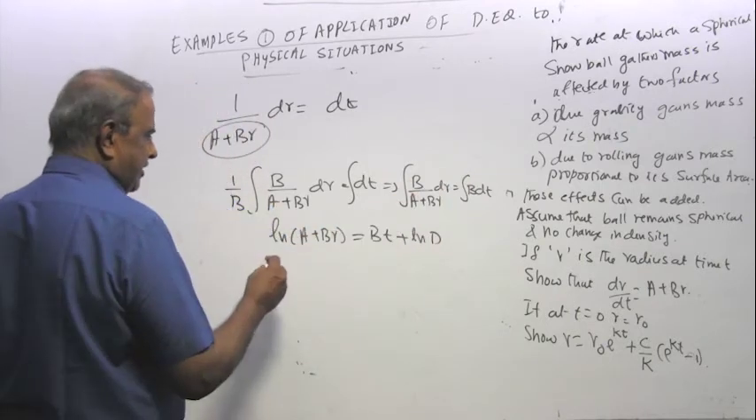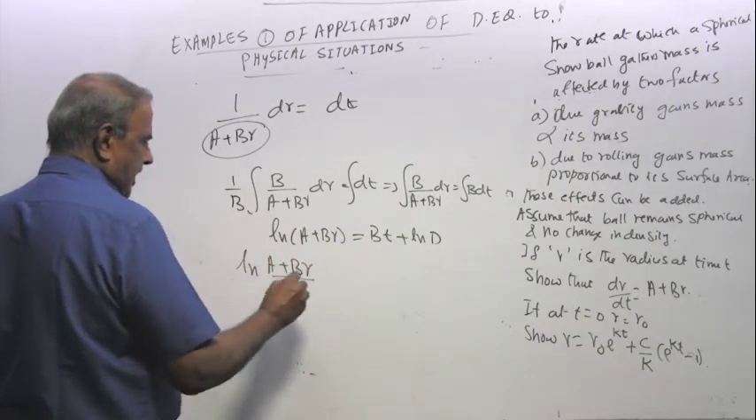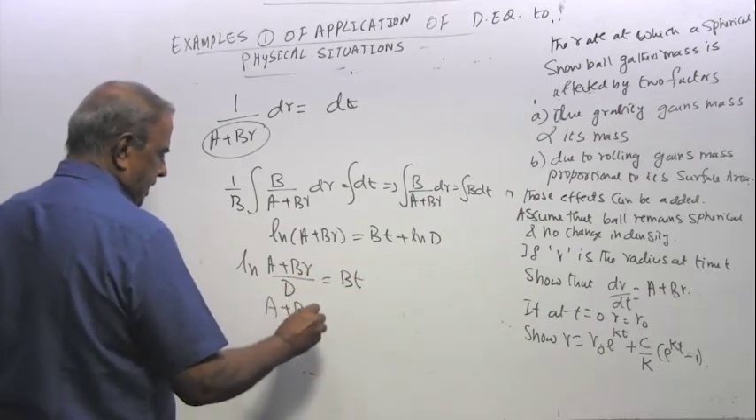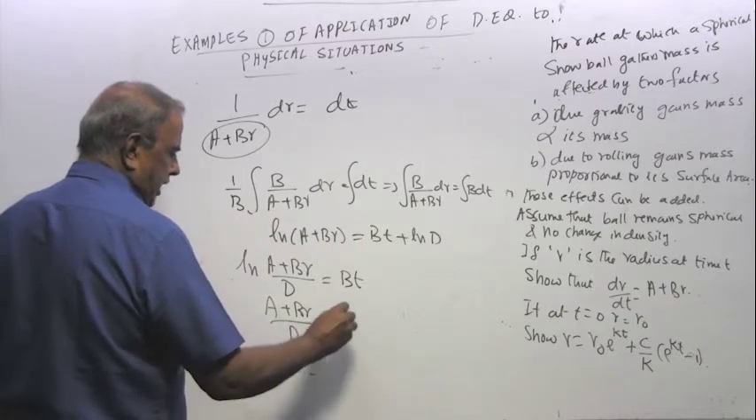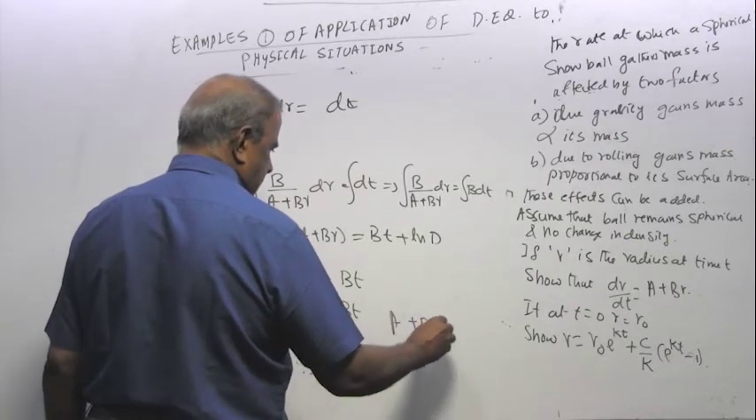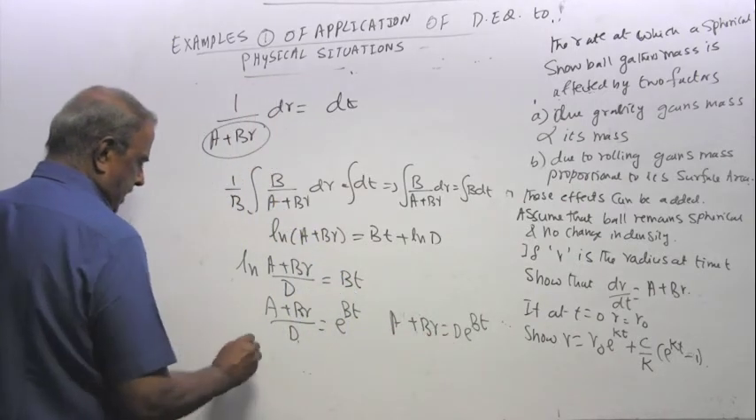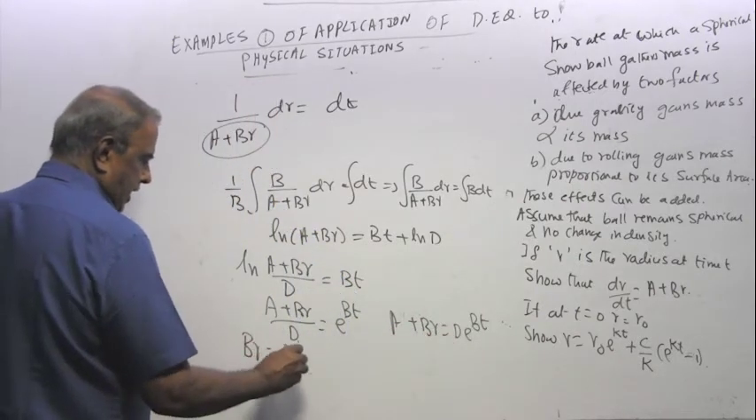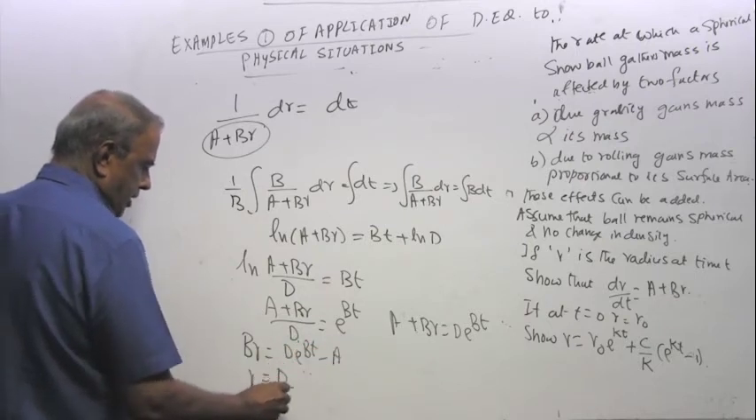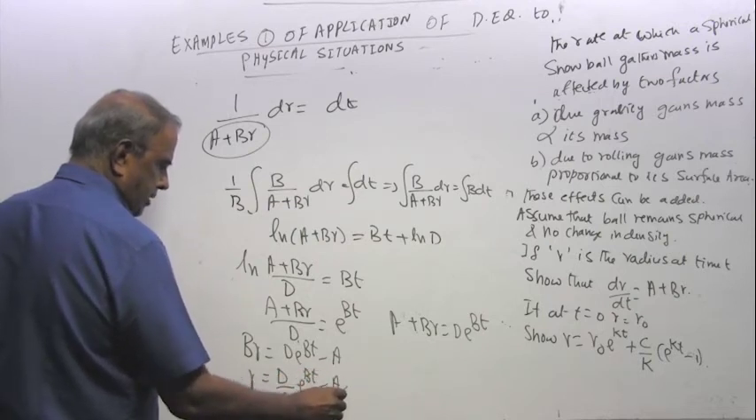Because I want to bring in those things there. So ln of (a plus br) over d is equal to bt. So (a plus br) over d is equal to e power bt. So a plus br is equal to d e power bt. So br is equal to d e power bt minus a. So r equals d over b e power bt minus a over b.